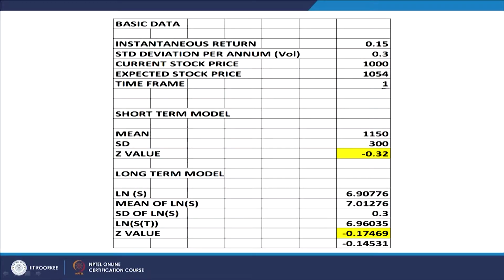If I use again the infinitesimal model, I end up with a z value of minus 0.32, which will again give me a certain probability. And if I use the log normal model, I arrive at a z value of minus 0.14. So, here the gap has widened substantially.